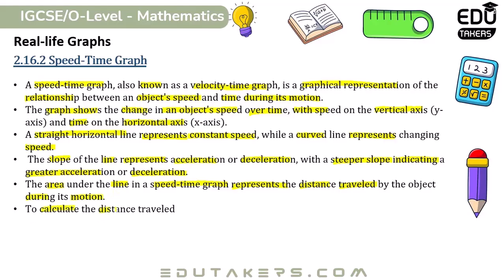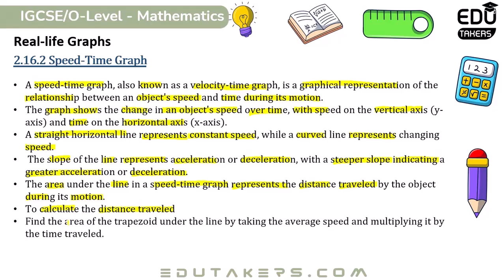To calculate the distance traveled, find the area of the trapezoid under the line by taking the average speed and multiplying it by the time traveled.